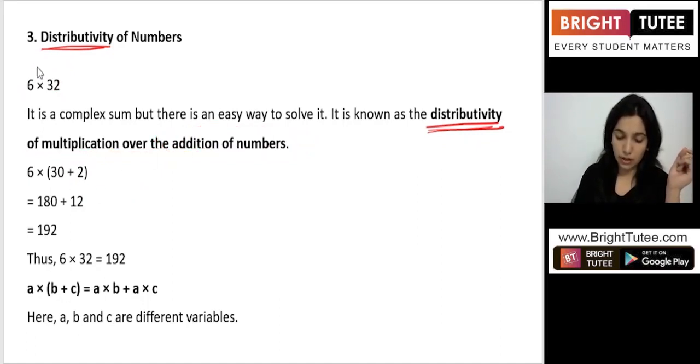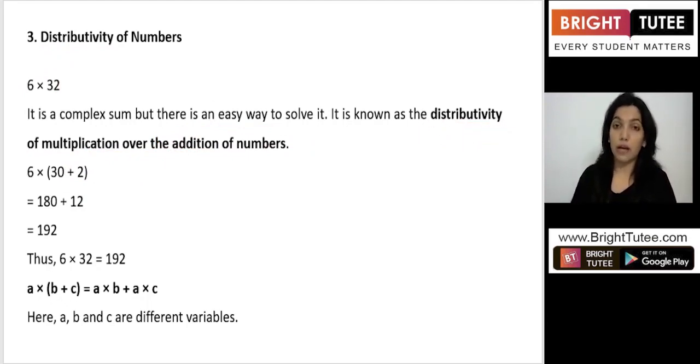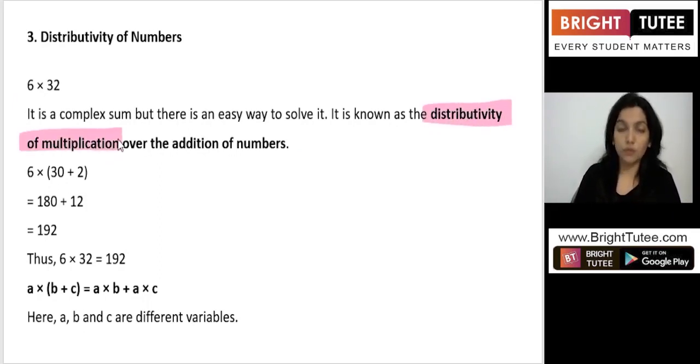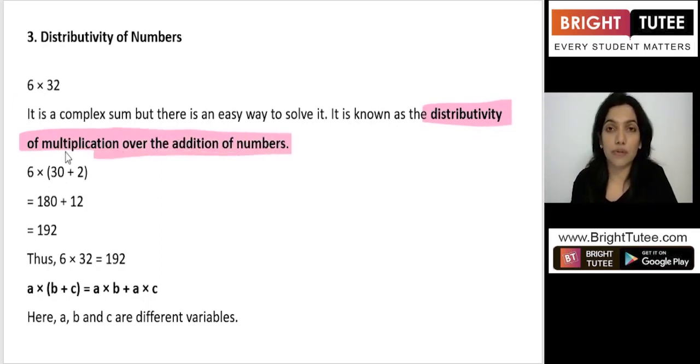So what do we say? We call it that we are learning the distributivity. I'm marking this. Make sure that you do remember this clearly. It is distributivity of multiplication. What are we dealing with? Of multiplication. And it is going to be over the addition of numbers.